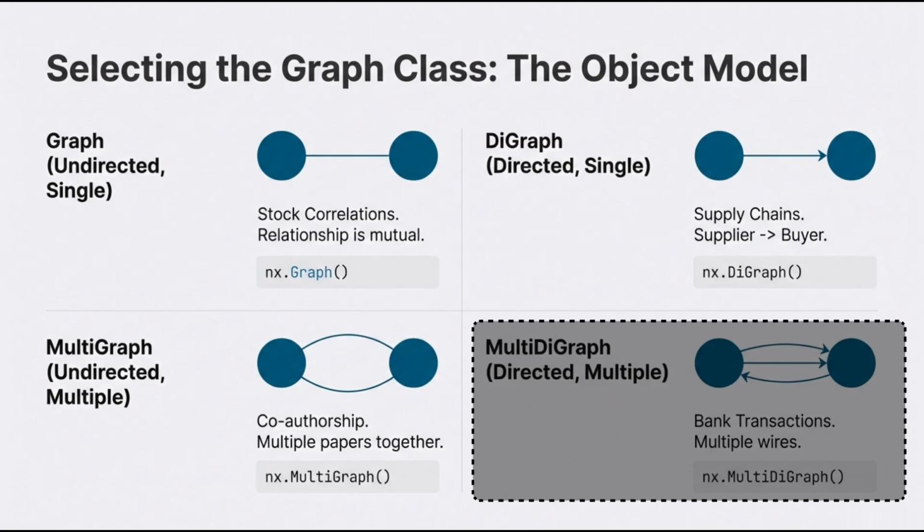So before we write a single line of code, we need to ask a modeling question. Is the relationship mutual or directional, and can there be more than one link between the same entities?